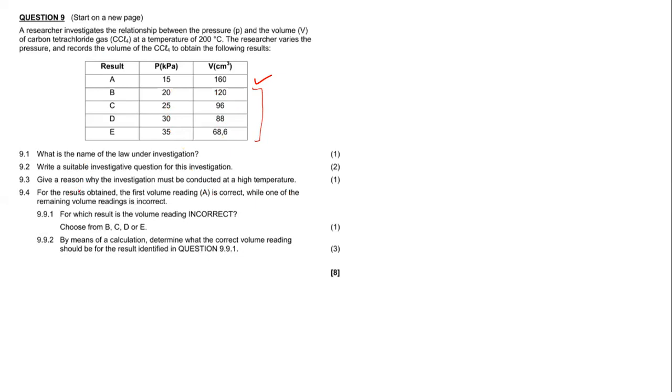Now they say to us, for which result is the volume reading incorrect? So is it B, C, D? Between B, C, D, and E, which one is incorrect? Is it A? A is correct. Is it B, C, D, or E? Now we're going to have a look. They said volume, not the pressure, so that means the pressure is correct. We can see that the pressure from 15, 20, 25, 30, 35 is within the same intervals, and it is most definitely increasing.